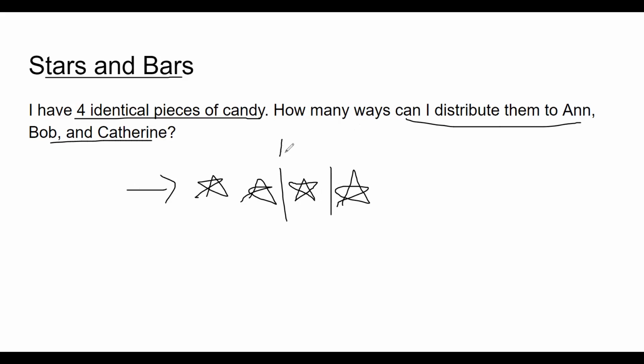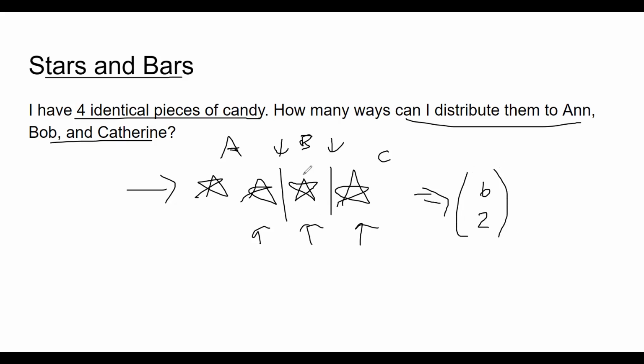So the bars here represent dividers between the three people. I'll call them A, B, and C. And then the number of stars within each separate space separated by the bars refers to how many each person gets. So in this case, Anne gets 2, Bob gets 1, and Catherine gets 1. And so this is simply 6 choose 2 because you have 6 spots to order the objects or symbols, and you only need to choose 2 spots for where the bars go, and the rest will go to the stars. So the 6 choose 2, which is 15.